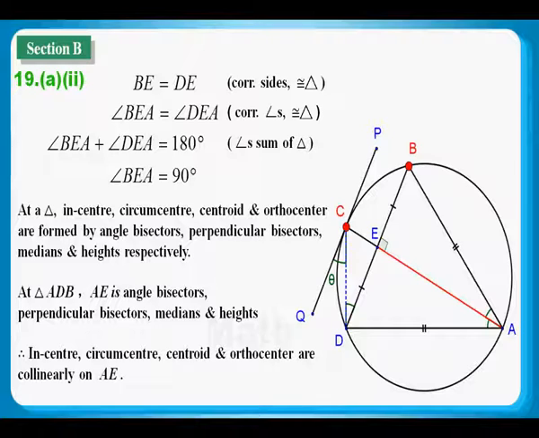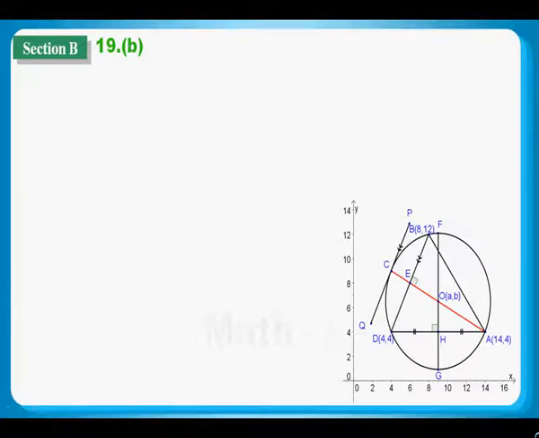This is the end of part A. Now we go to part B. Part B introduces some points. That is, A is (14, 4), B is (8, 12), D is (4, 4). And we are asked to find the equation of PQ.